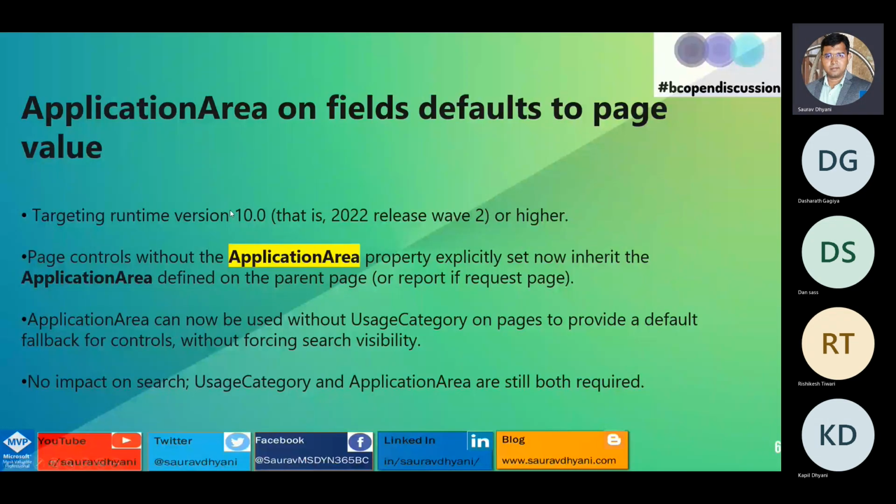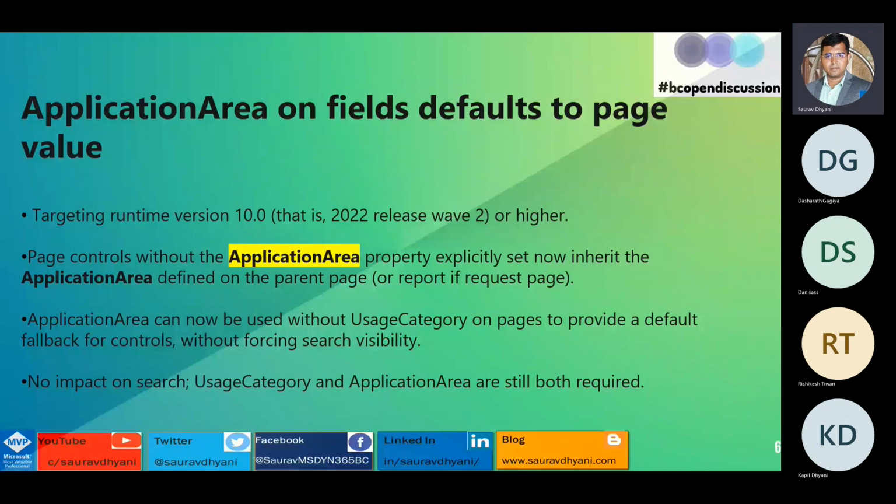The page control will not require application area if it's a new page and if the page itself has an application area defined, but not for the page extension. And I haven't tested it for report extension, but I'm sure that will work in the same way. So if you are still doing page extensions or report extensions where you are modifying the request page of your report, then you will have to define the application area. But for the new objects, pages and reports, you can skip the application area property if it is defined on the page level.